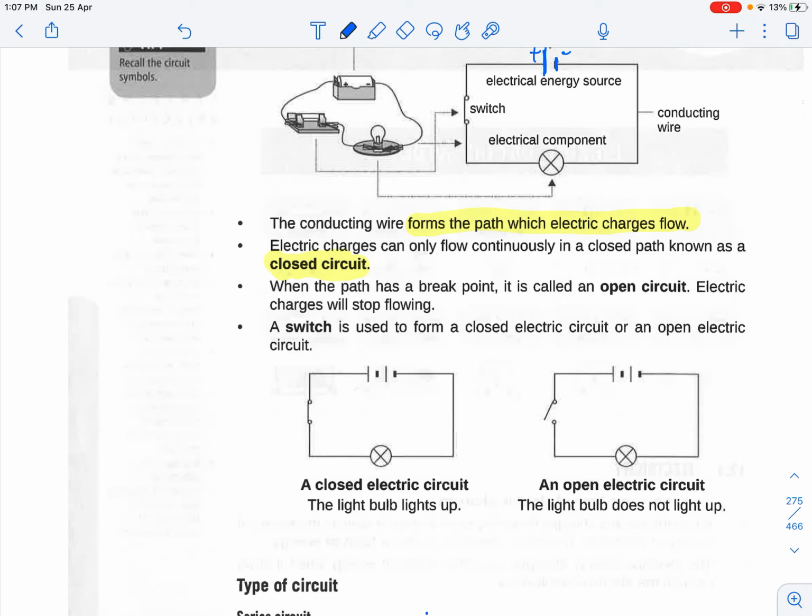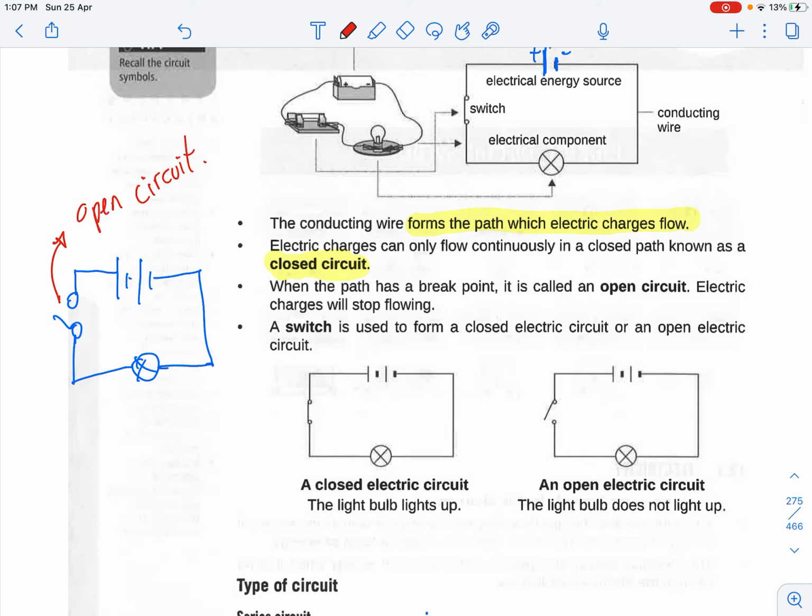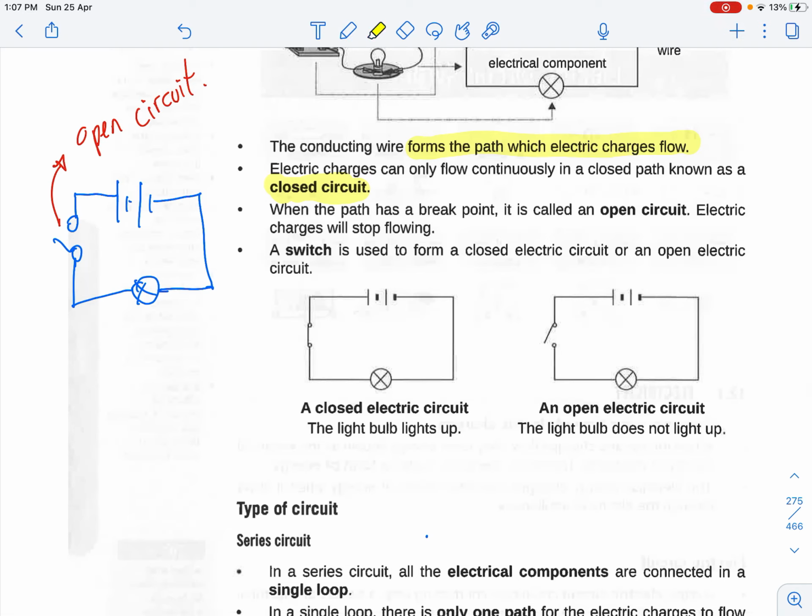So in the event that there is an open circuit, for example like this, this will indicate that the current will not be able to flow through, and therefore when the current is not able to flow through, your light bulb will not be able to light up. So light bulbs will not be able to light up in an open circuit arrangement. Okay, like this. Whereas in a closed circuit arrangement, the light bulb can light up.